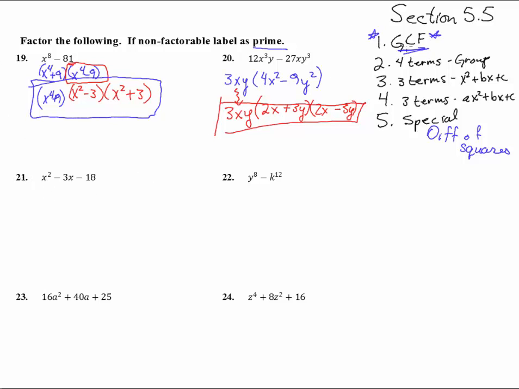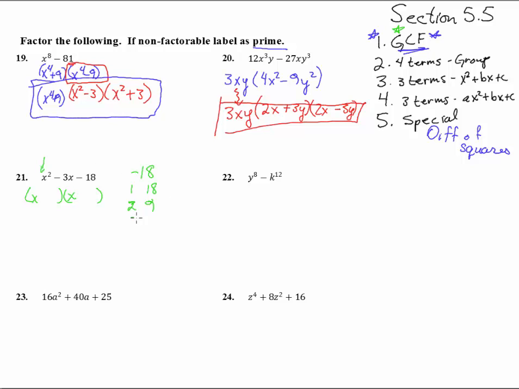Number 21. First step, pull out a greatest common factor. Oh, there's nothing there. x squared minus 3x minus 18. We have 1, 2, 3 terms. So we are down here at item 3 or 4, and we notice leading coefficient, ta-da, is 1. And so that's method 3, which is just put the x there, put the x there, and we just have to look at this last number, negative 18, and see what times to 18 and adds to a negative 3.